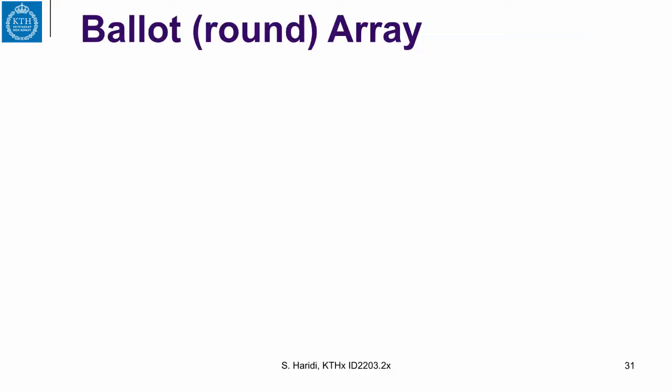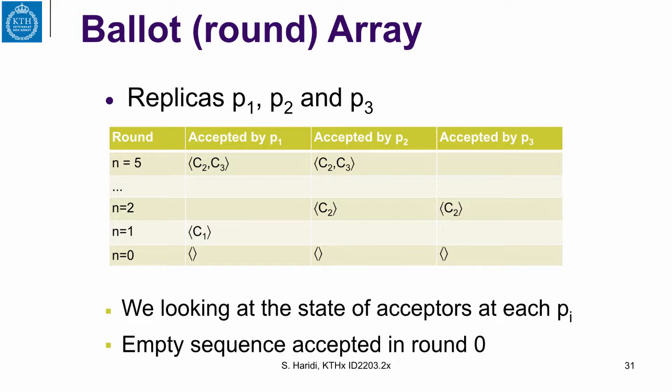So now we are going to introduce the concept of ballot or round array. The ballot array represents the state of the acceptor at each round after an accept phase. This is very important. So here we have three replicas, P1, P2, and P3. These are also the acceptors. And here we have a ballot array. You can see the round number at each row, and you see the acceptors, which we call P1 to P3.